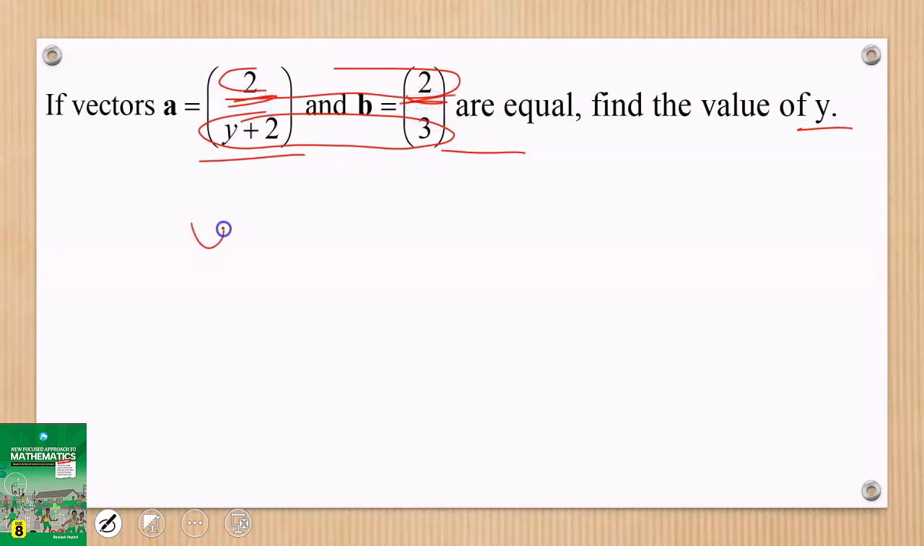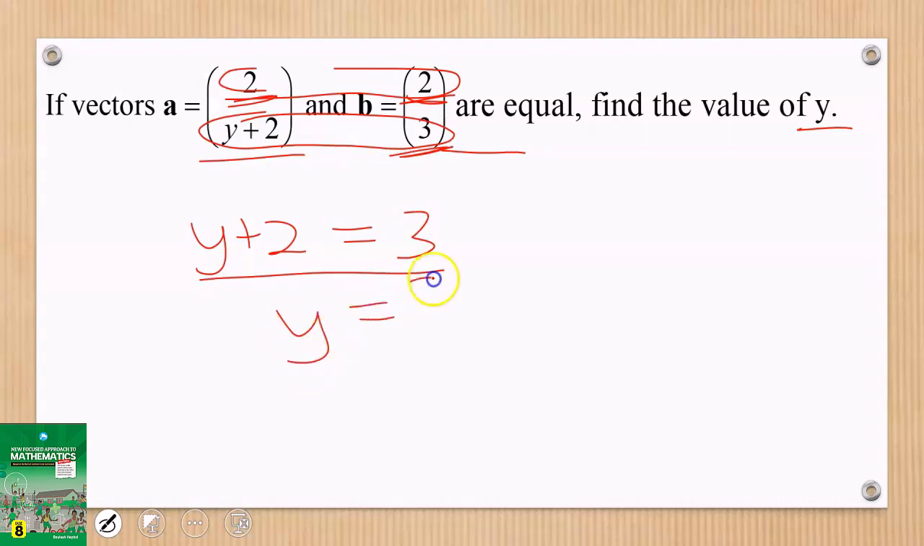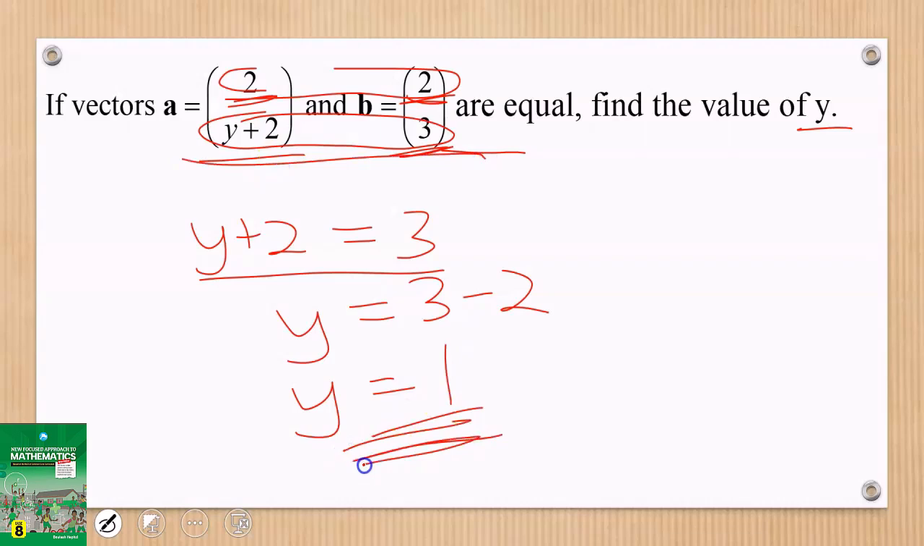But with the y component, that means y + 2 should be equal to 3. That is the one here. In simplifying this, by making y the subject, we can have y is equal to 3 minus 2, and so y is equal to 1. And so if these two vectors are equal, then y should be equal to 1. And that is true because if you add 1 to the 2 here, we get the same as the 3 as we see here.